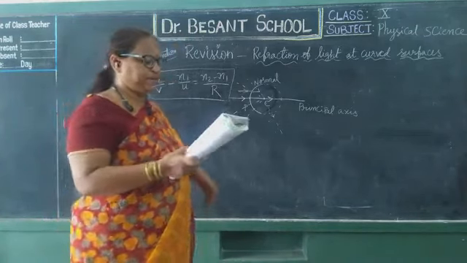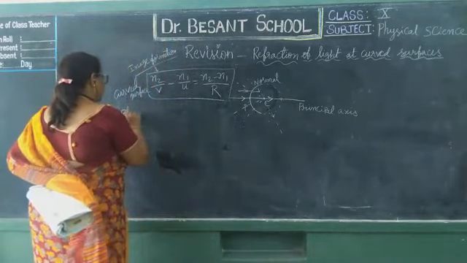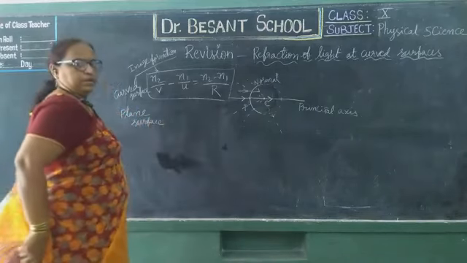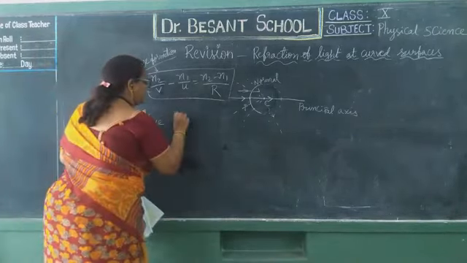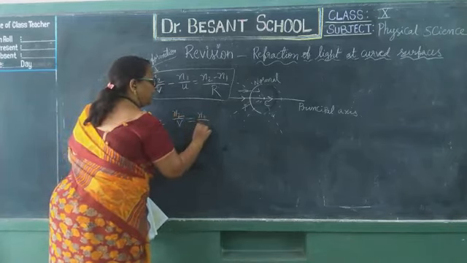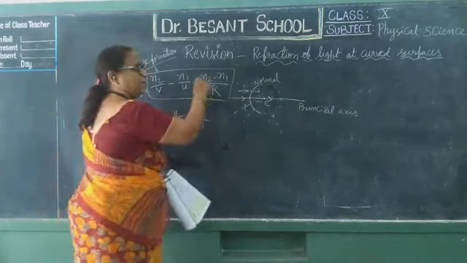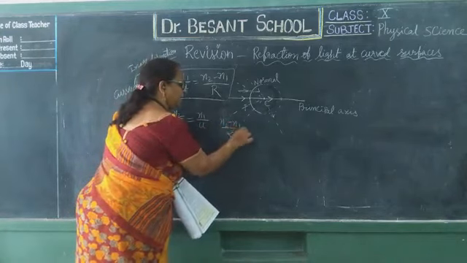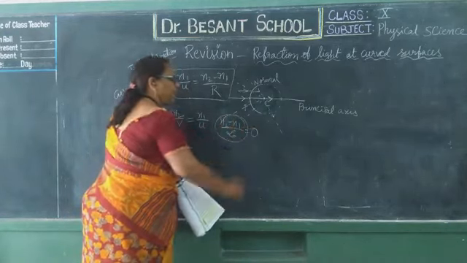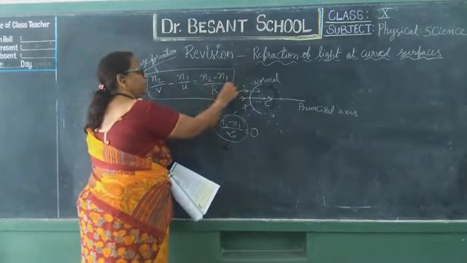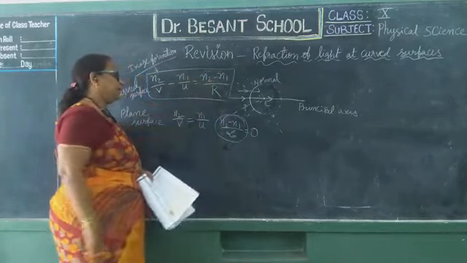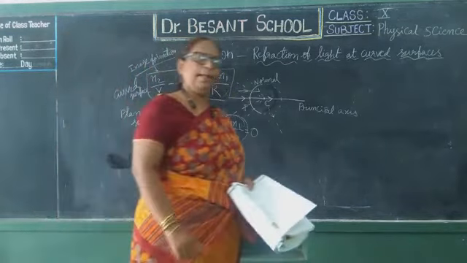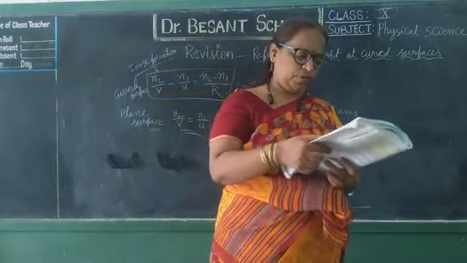Okay, then what about a plane surface? This is for a curved surface. For a plane surface, will the formula remain the same? No. Then what is the formula? For a plane surface, N2 by V equals N1 by U, because for a plane surface R will be at infinity. So it will become N2 minus N1 by infinity, and we know that anything by infinity will become 0. So this entire value will become 0 and minus N1 by U goes to that side. So for image formation by a plane surface, the formula is N2 by V equals N1 by U. Clear? This is about image formation.